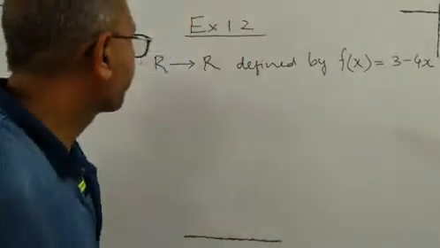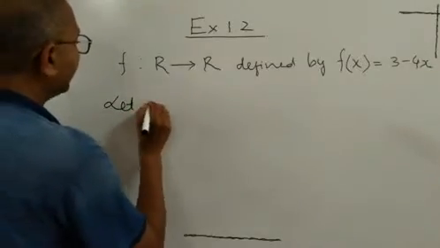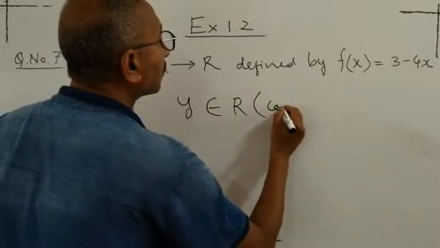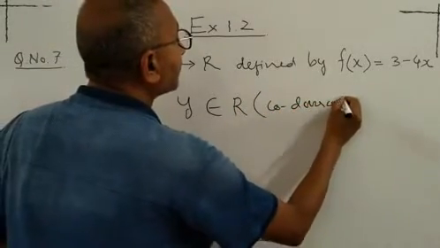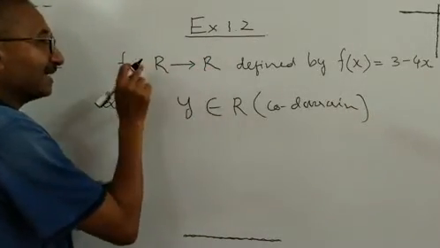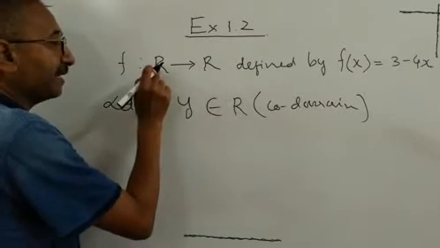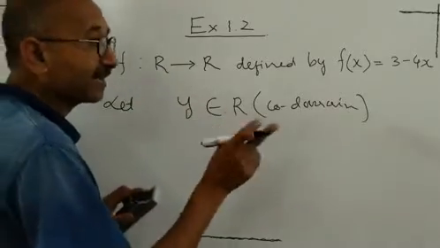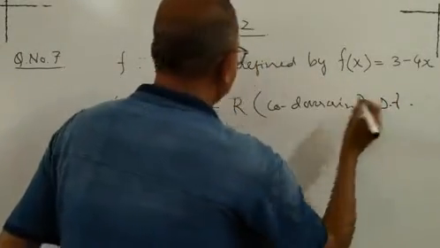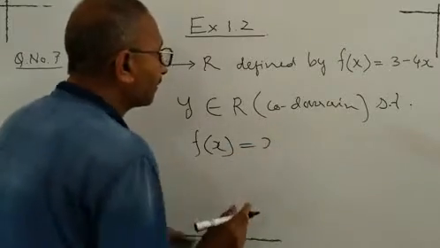So let y be any element of the codomain. This is an element y I have taken from here, and I will show that for y there is some element here. If I can show that for this y there is some element here, then I can claim that it is an onto function, such that f(x) = y.